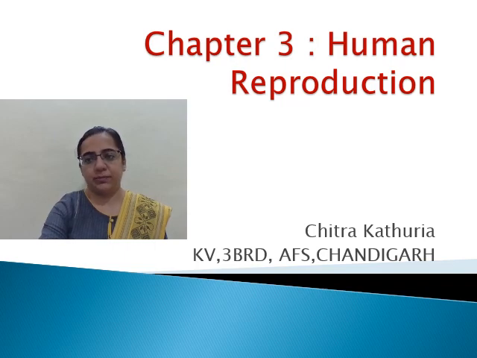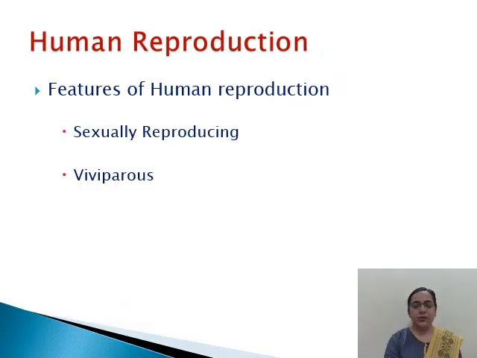Before moving to this topic, we know that human reproduction has certain features. All human beings are sexually reproducing. That means there is a requirement of two parents, one male and another female. Humans are viviparous, which means they give birth to young ones. So now let's move ahead with the reproduction.